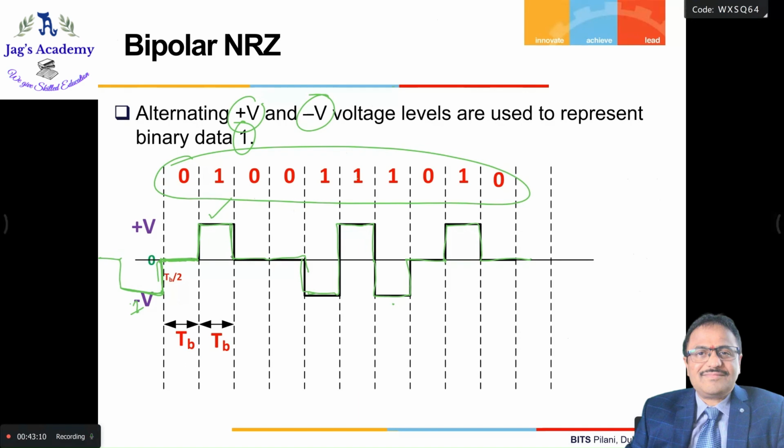Suppose previously you will have something like this. Can you tell me how your waveform changes now? Is this bit 1 or 0? This will be 1 only. Now see the next bit. The next bit encountered is 1. It will go like this, right?